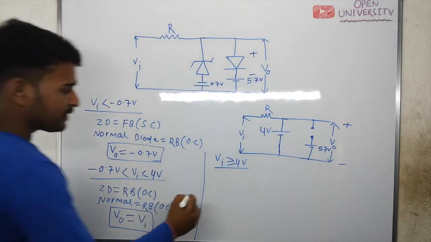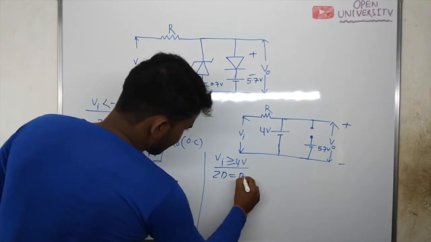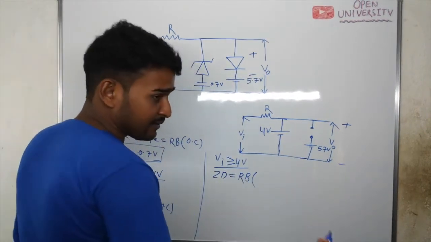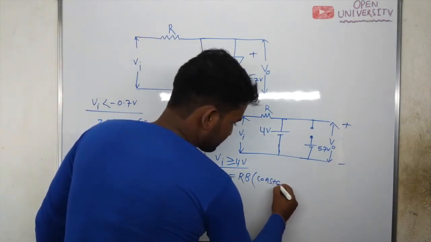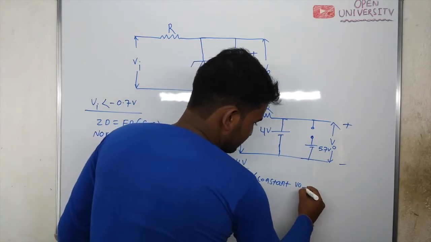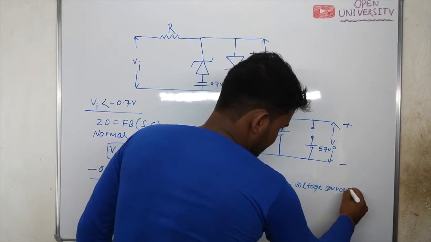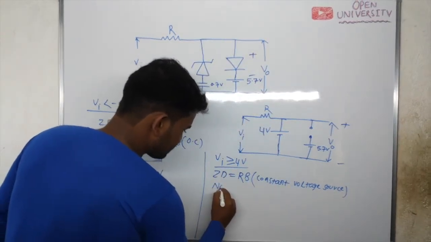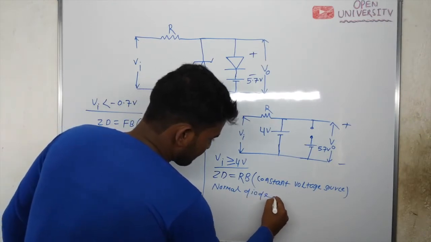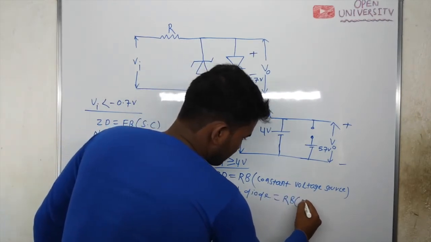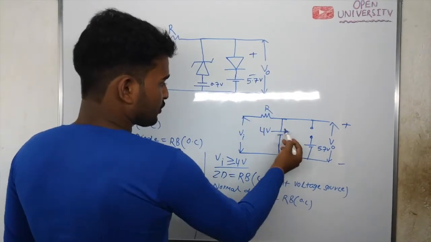So normal diode will be reverse biased and Zener diode will be in reverse bias, but it will behave like a constant voltage source. And normal diode will be reverse biased, so it will be replaced with open circuit. Then what will be the output voltage? V naught equal to 4 volt.